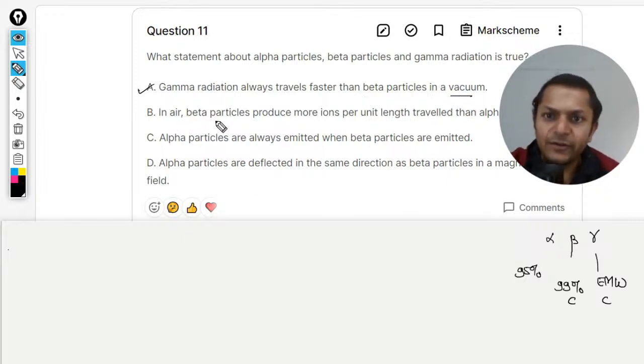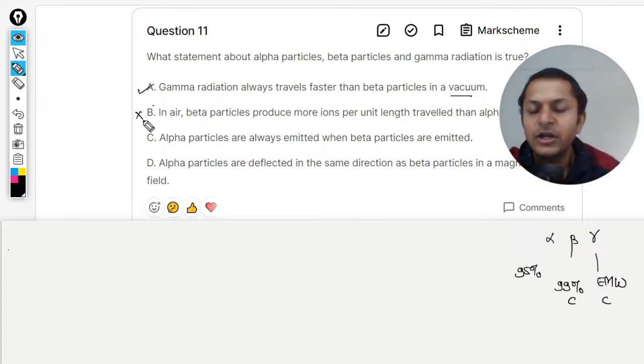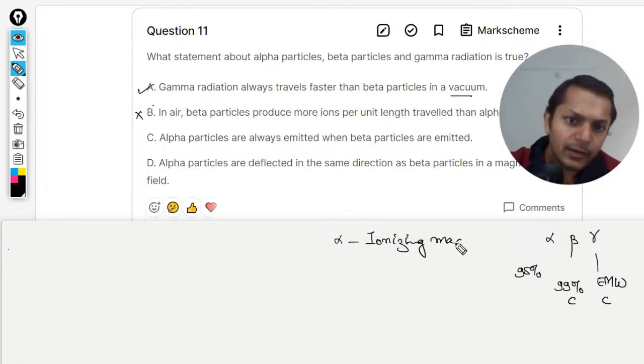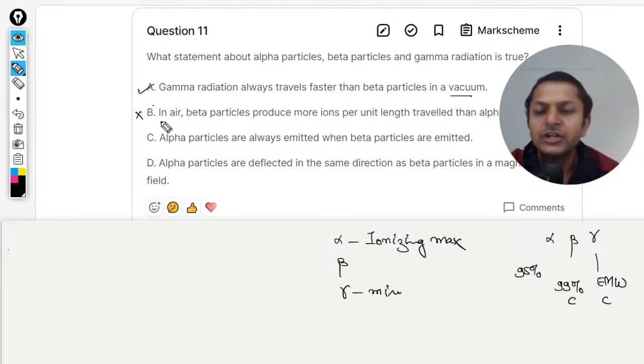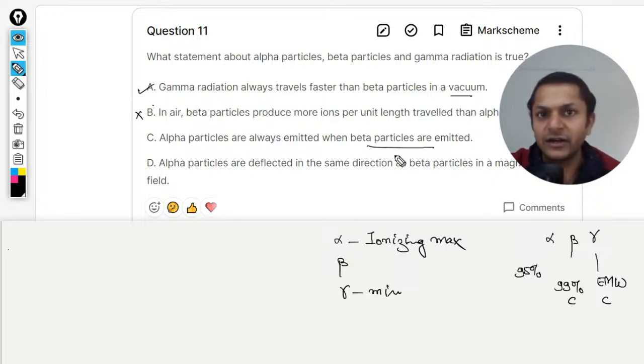Option B: in air, beta particles produce more ions per unit length traveled than alpha particles. This option is talking about the ionizing power. In some previous videos we have already seen that the ionizing power is maximum for alpha, then beta, and then gamma. For gamma, it is minimum. So B is wrong.